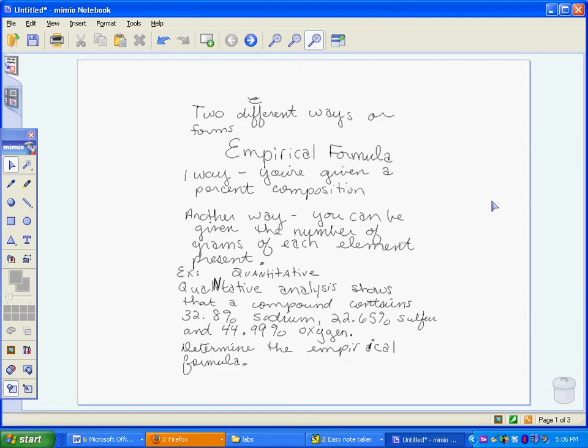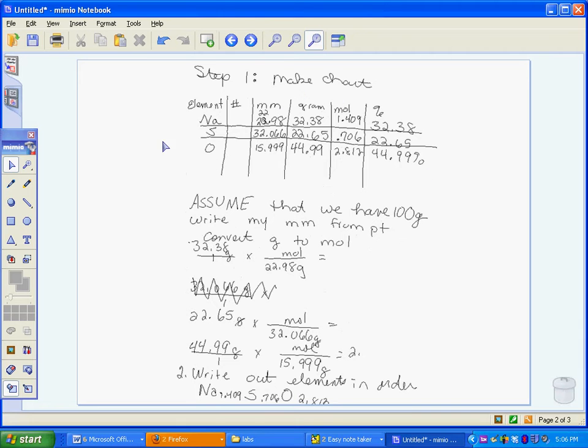Quantitative analysis shows that a compound contains 32.8% sodium, 22.65% sulfur, and 44.99% oxygen. Determine the empirical formula. Now, notice that this one is giving you percentages. I'm going to start out by making this chart.